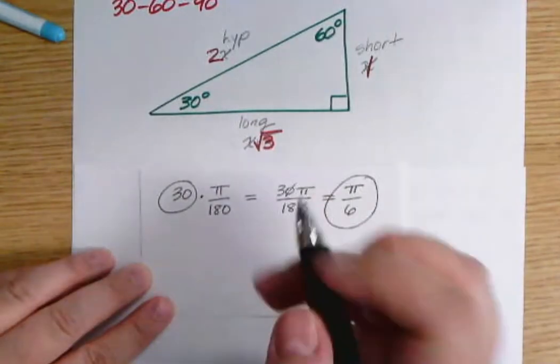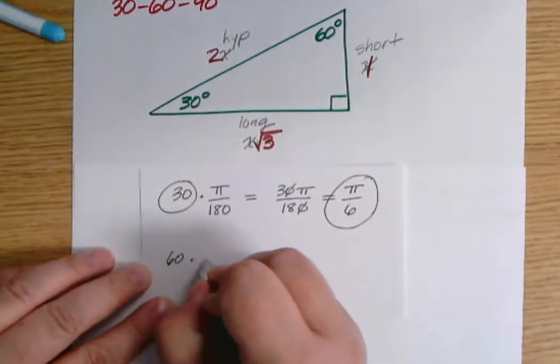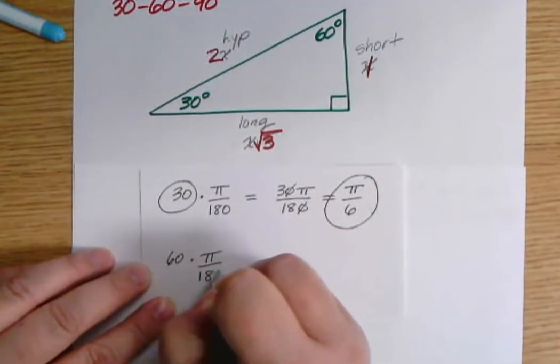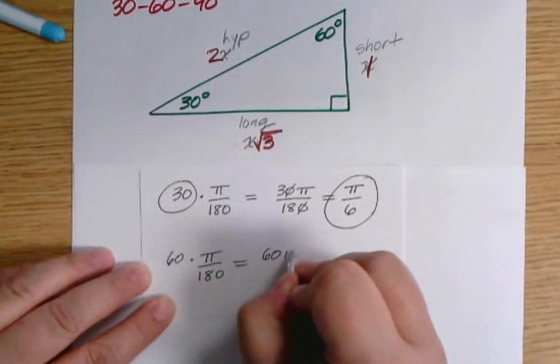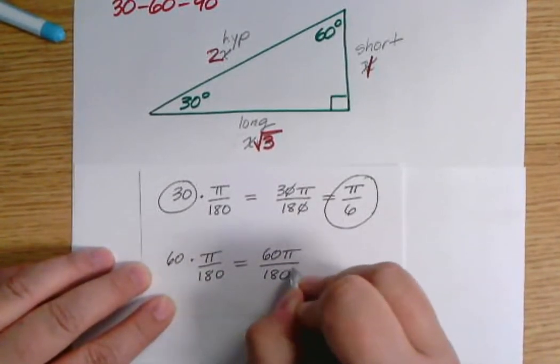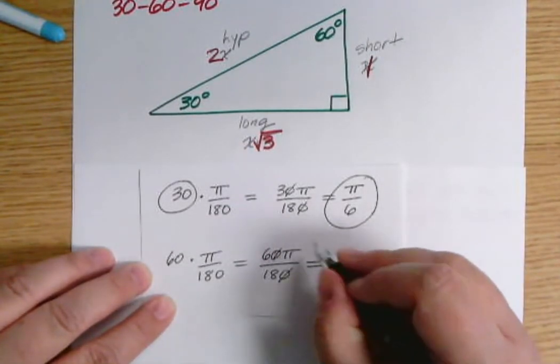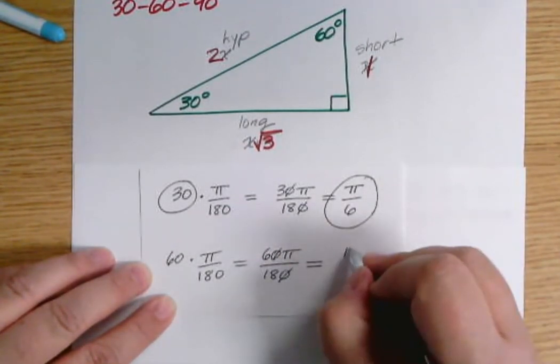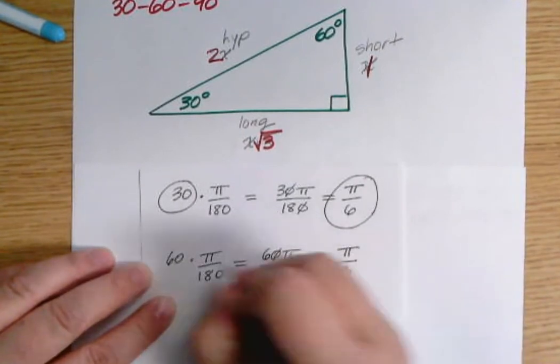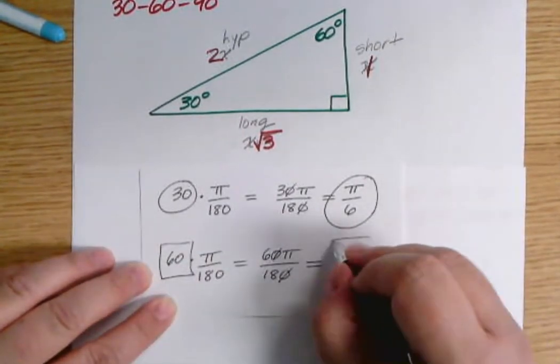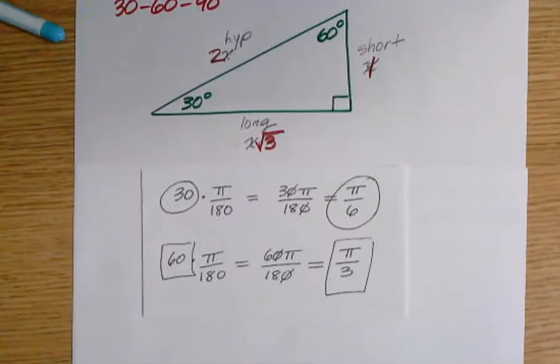What about 60? 60 times pi over 180. 60 pi over 180. Get rid of the zeros, like I'm dividing by 10. And 6 over 18 is 1 over 3. So 60 degrees is pi over 3.